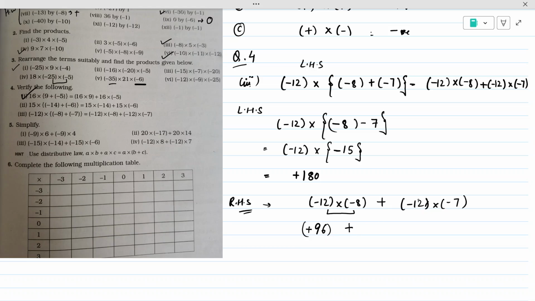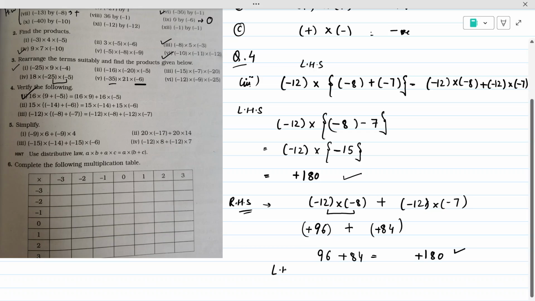Now what we have to do, we have to find the product of 12 into 7, which is 84, right? And this minus into this minus is plus, so plus 84. So what we have got? We have got 96 plus 84. Now what we have to do? We have to simply add these two numbers, and we will get 180 with a positive sign, because all the numbers are positive. And the same number that was there in LHS, we have got in RHS.